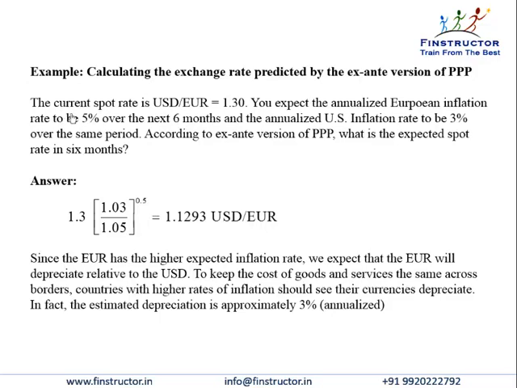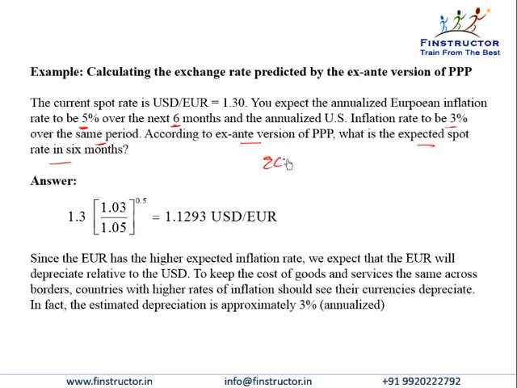The current spot rate is 1.3 USD to euro. You expect the annualized European inflation to be 5% over the next 6 months and the annualized US inflation to be 3% over the same period. According to the ex ante version, what is the expected spot rate in 6 months?